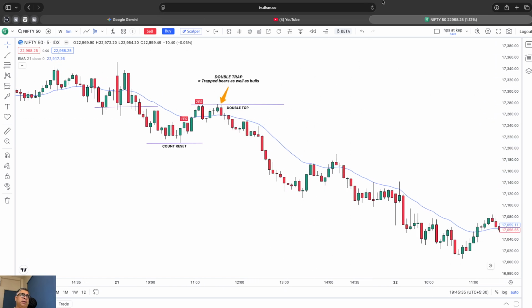Let us see another example. The market is coming down. I will go for second entry short. This is first entry short. This bar broke the previous bar's low, and then this bar is second entry short because this doji bar broke the low of this bar, and formed near 21 EMA. Here also you see the double top formation.